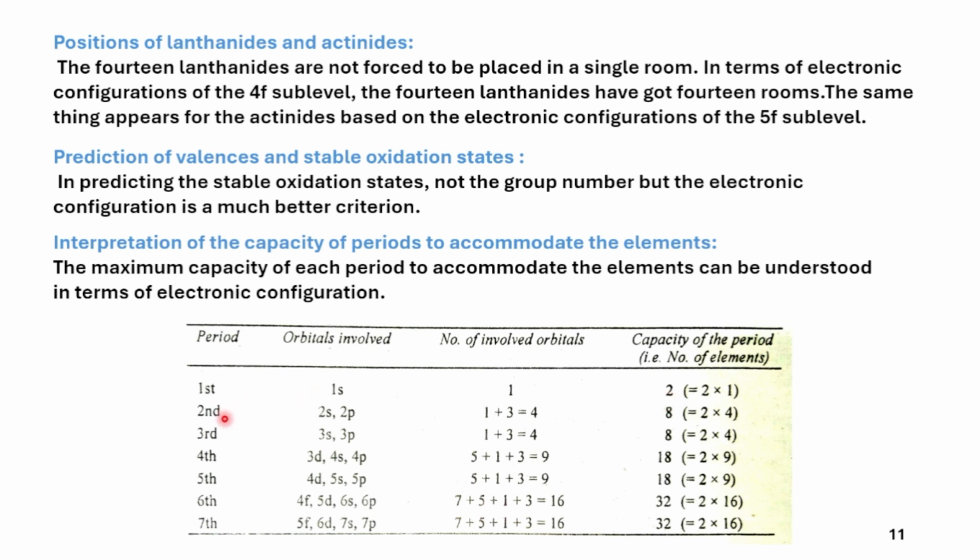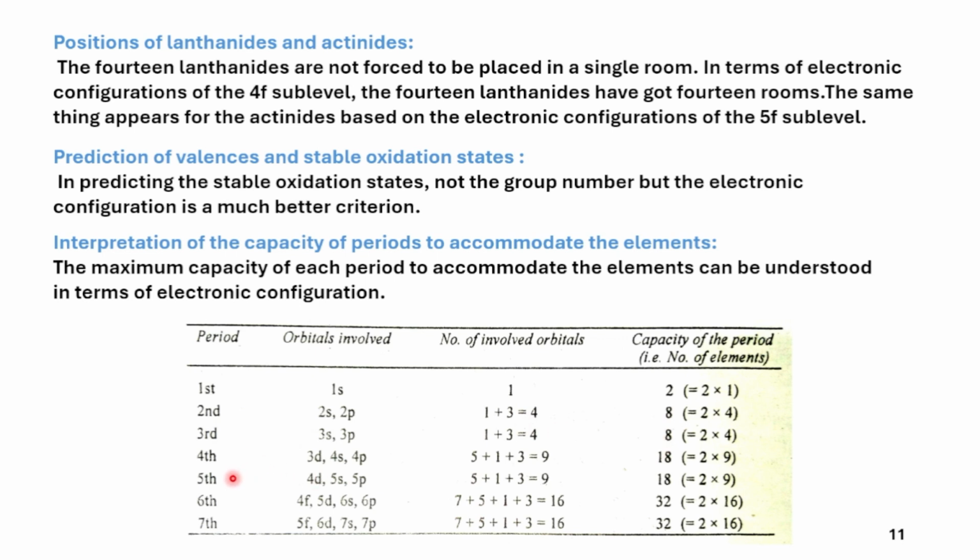Now in the second period, we have 2s and 2p. 2s has only one orbital, but p has 3 orbitals, px, py and pz. So for 2s we have one orbital and for 2p we have 3 orbitals, so in total 4 orbitals. Each orbital can accommodate 2 electrons, so 4 into 2 is 8. So 8 different elements can be housed in the second period. Similarly, in the third period, we can accommodate 8 elements.